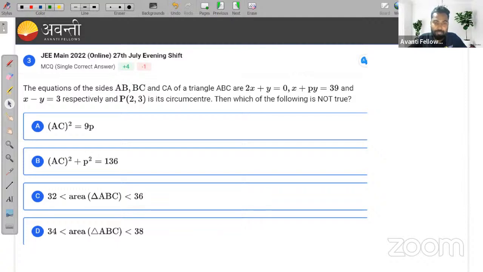Srikakulam is saying, sir, option C is correct. Okay. You are very close to the answer. Okay, let's see what the answer is.